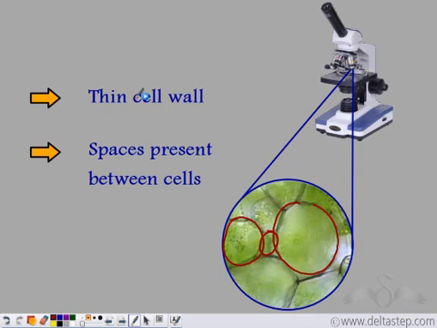Now notice another thing, that all the cells that are present in the leaf are oval in shape. See, even this cell is oval, this is an oval shape. So this is another characteristic of the cells that are present in the leaf, that they are oval in shape.